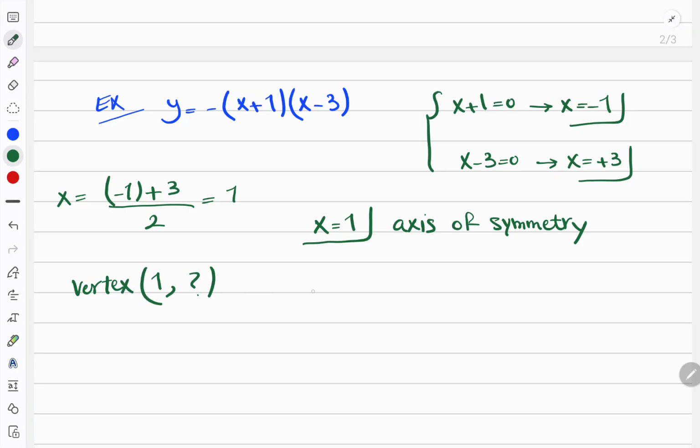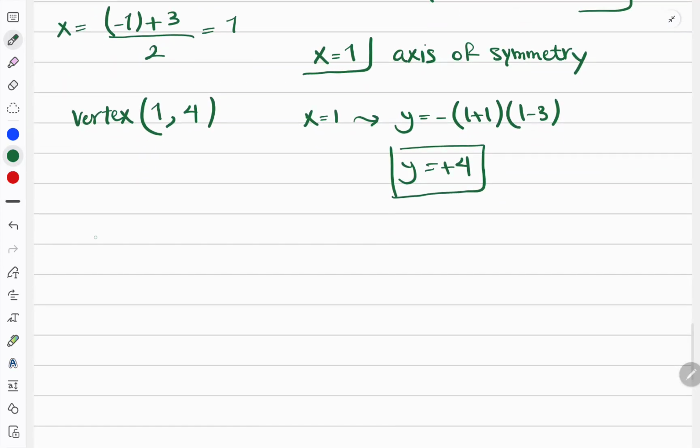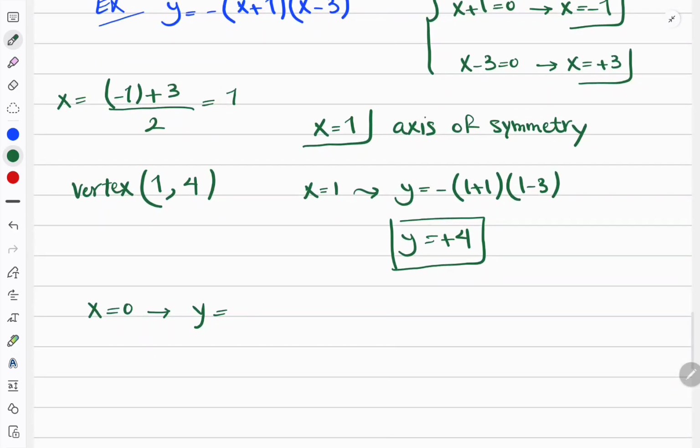And how about y? Substitute 1 into the equation. Negative 1 plus 1 times 1 minus 3. So y is 2 times negative 2, negative 4, and with the negative sign it is positive 4. So far, so good. And how about the y-intercept? So if x is 0, y is negative 0 plus 1 times 0 minus 3. So y is negative 1 times negative 3, positive 3, the y-intercept.